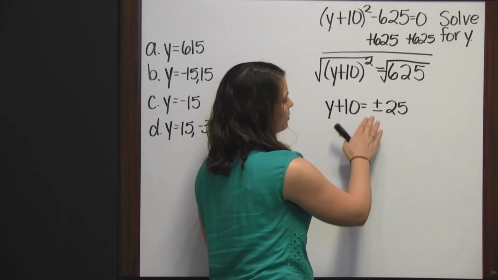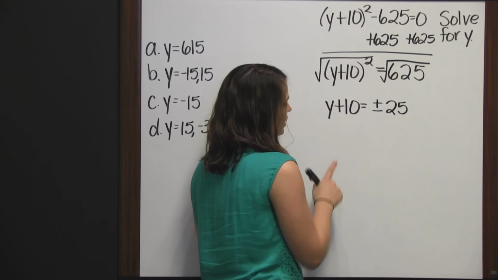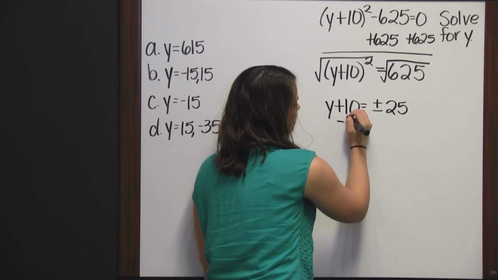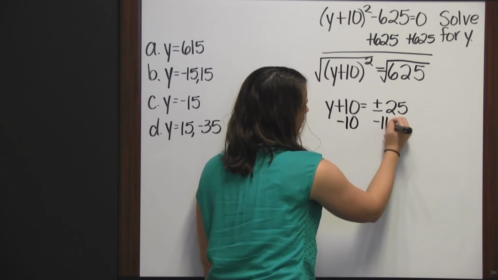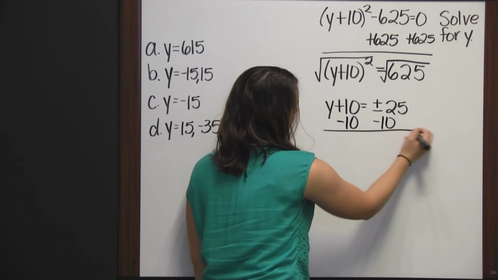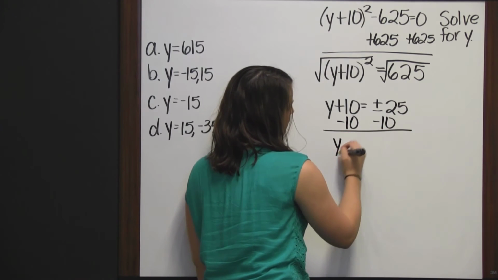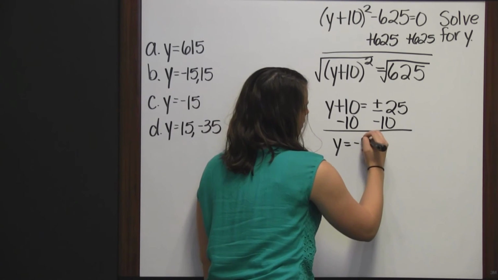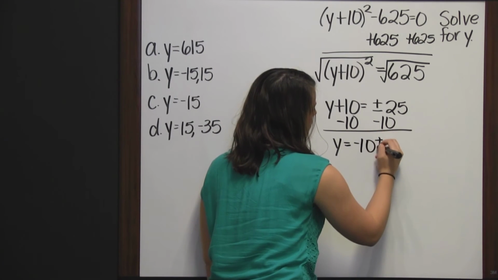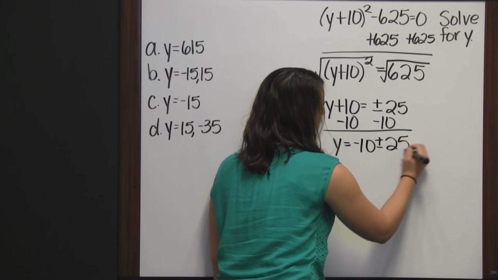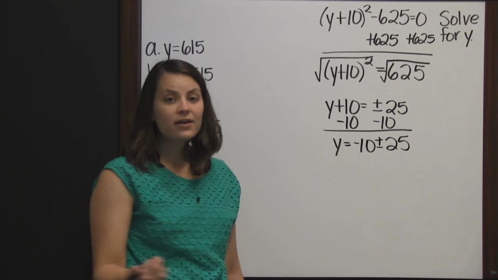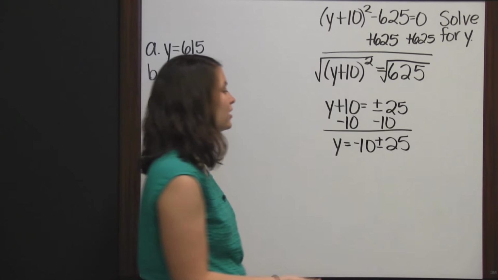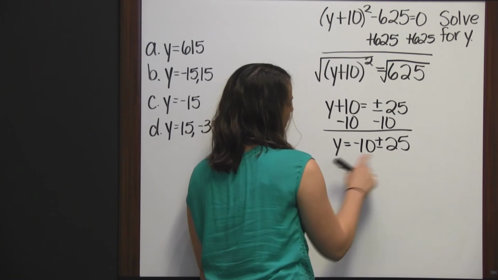So we write it with a plus or minus. And finally, to solve for y, we need to subtract 10 from both sides. So we have y plus 10 minus 10 is 0, so y equals negative 10 plus or minus 25. We have two answers, and to find them, we just need to simplify.